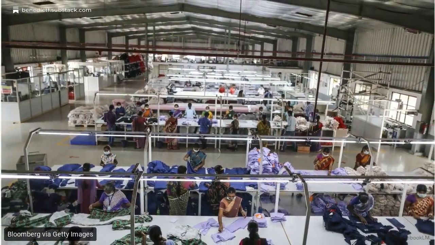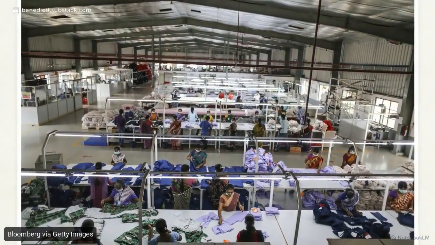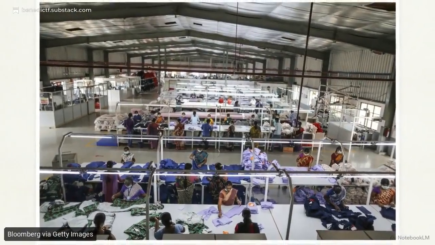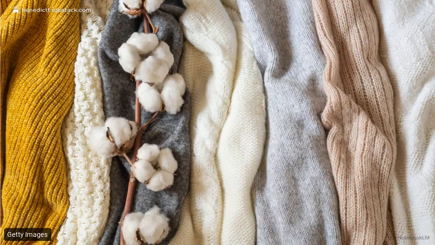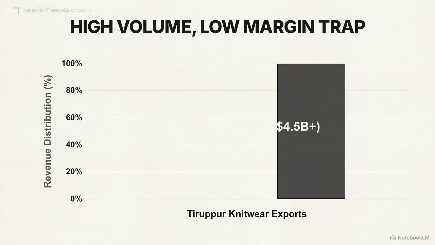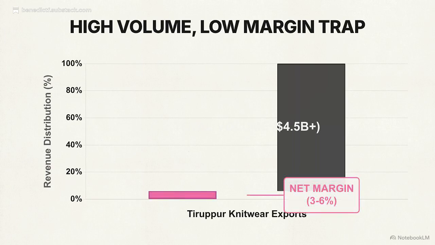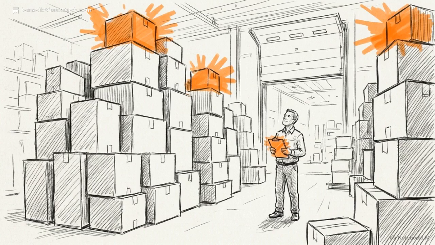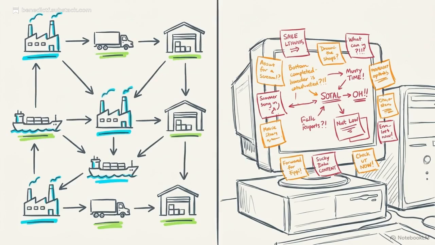Tiruppur is the engine of India's garment trade, handling 90% of the country's cotton knitwear exports. It is a $4.5 billion industry built on the scale seen here. Yet, despite that massive volume, most mid-size exporters operate on net margins between 3 and 6%. This isn't a result of global pricing pressure. It is a systems problem caused by trying to solve 2026 logistical challenges with management thinking from 1998.